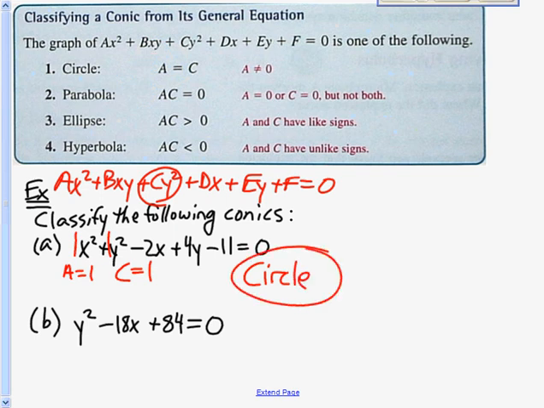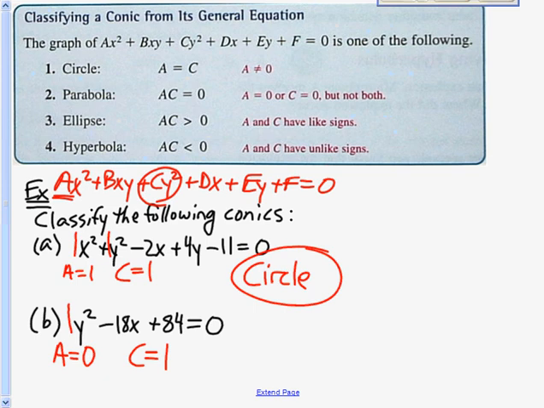All right, next part here. Y squared minus 18x plus 84. So we're looking for A. First of all, what is A? Well, A is the coefficient of our x squared. You notice down here, there's no x squared, so A must be 0. 0x squared would clear that out. Now you're looking for C. C is the coefficient of the y squared. C is 1.